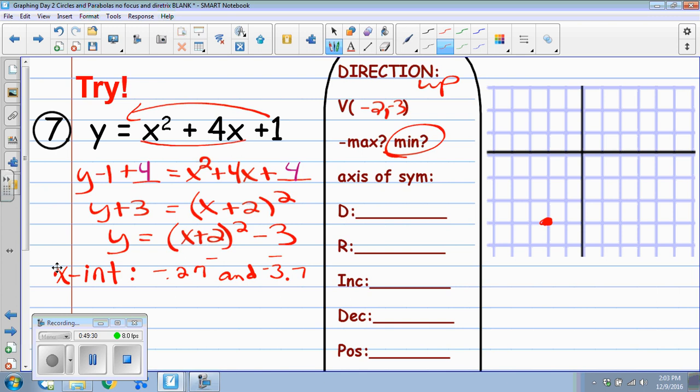So -3.7, that's almost -4. 1, 2, 3, 4, so it's somewhere right here. And I'm going to mark that. That's negative. Well, I'm going to draw my line in the way. So -3.7, we're going to need that value. We're going to need this for the positive and negative when it switches over. And then -0.27 is right here. Okay? So my parabola.